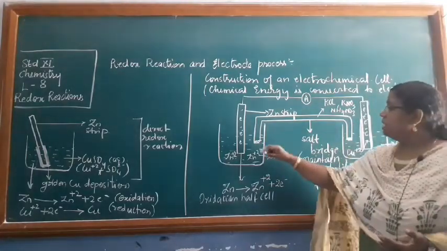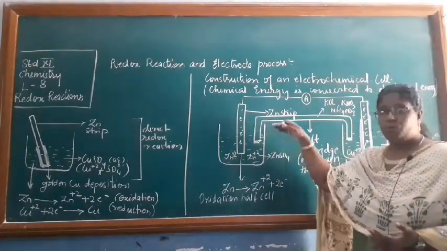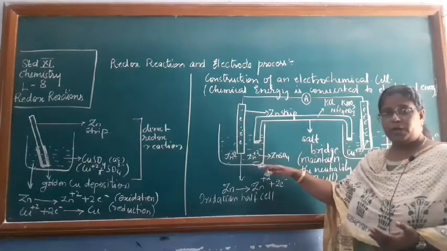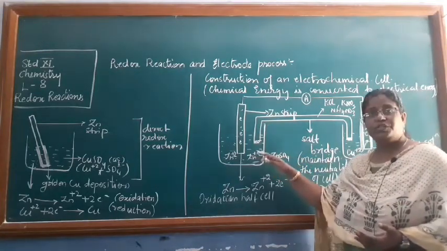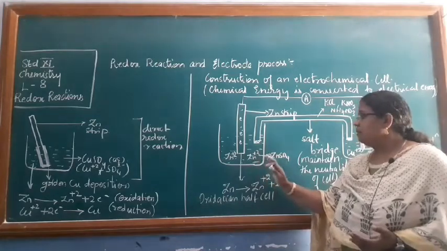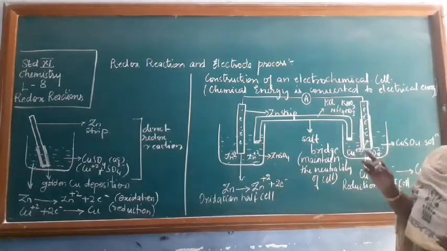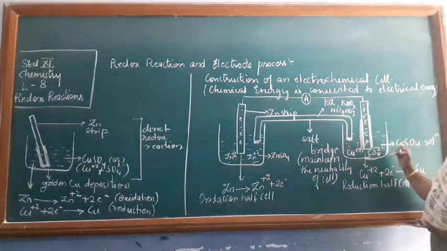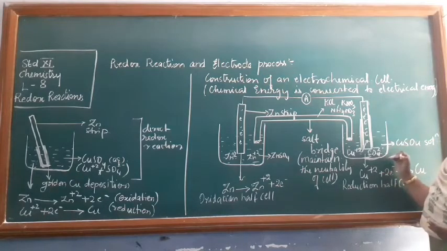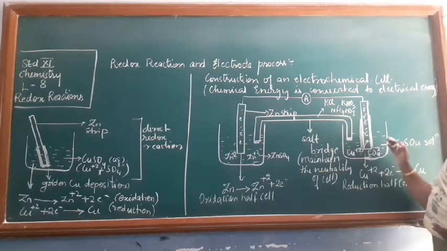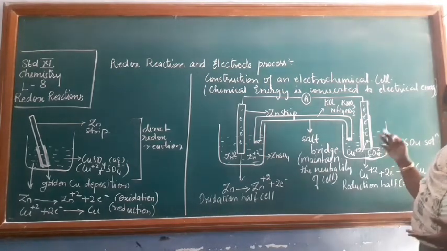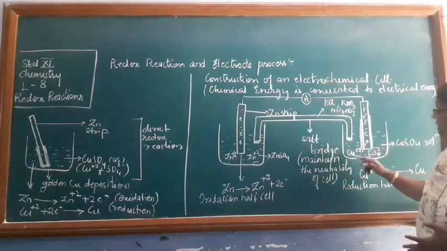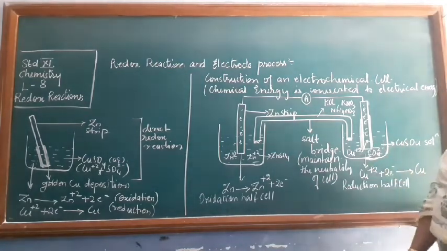That is because as the Zn is going into the solution as Zn plus 2 ions, the concentration of Zn plus 2 ions at the oxidation half cell increases, while the amount of SO4 2 minus ions will go on increasing. That is, SO4 2 minus ions is not actually increasing, but there is a decrease of Cu plus 2 ions taking place.